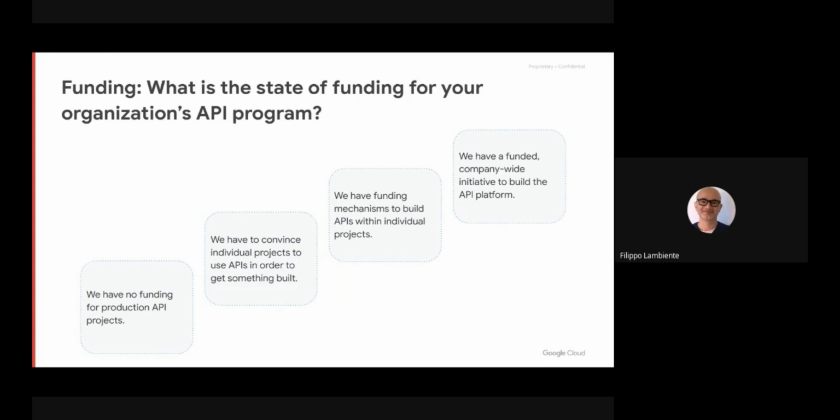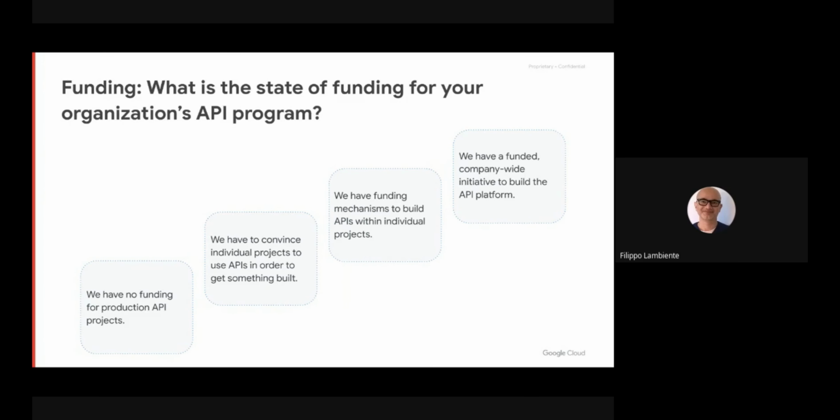If you have built some mechanism to onboard different business units, if the API initiative is company driven, something that is mandated from your organization, or if it's something that is just on a particular business unit.